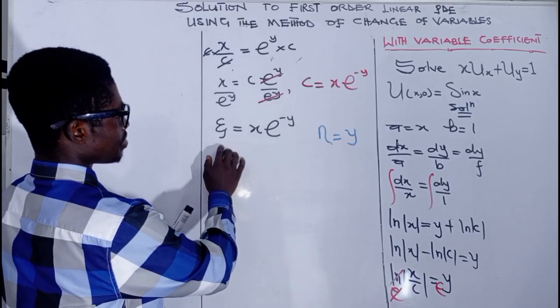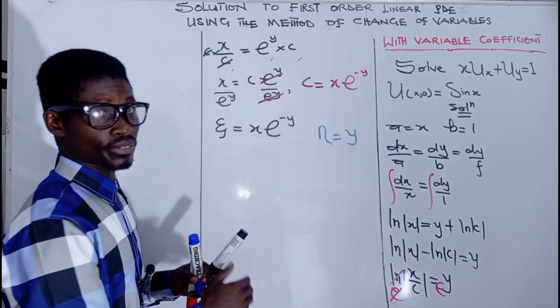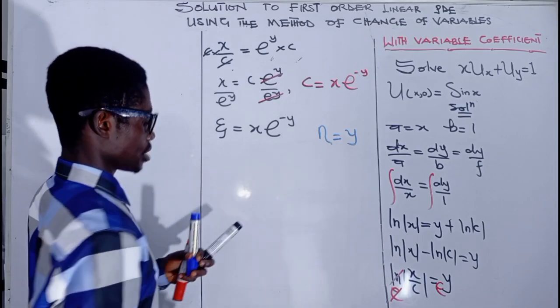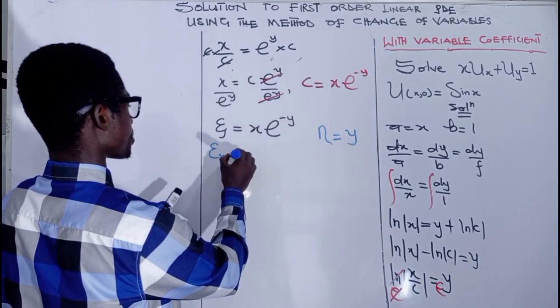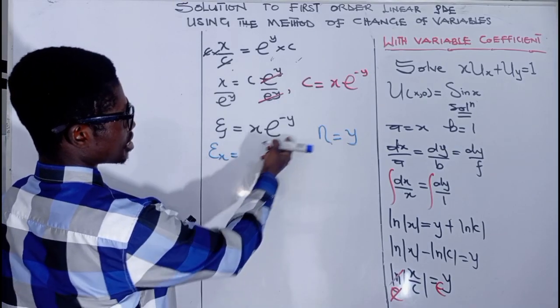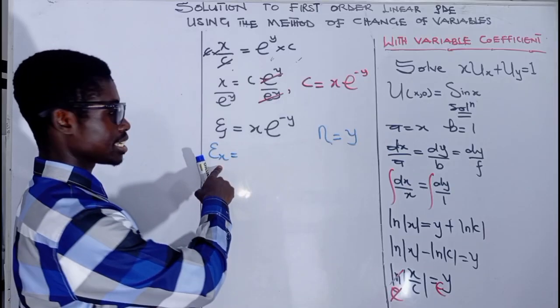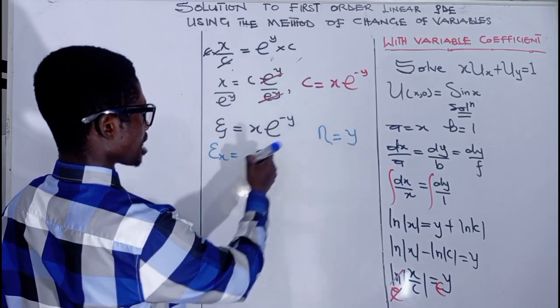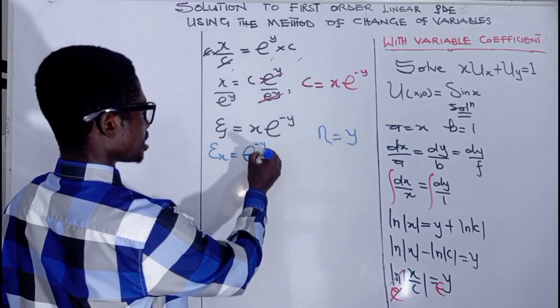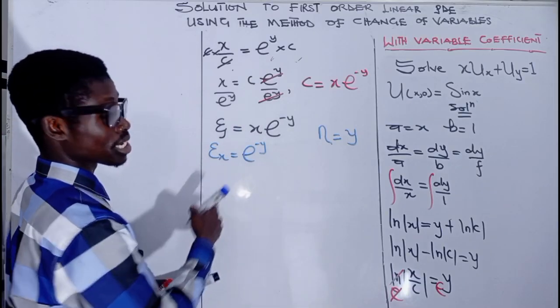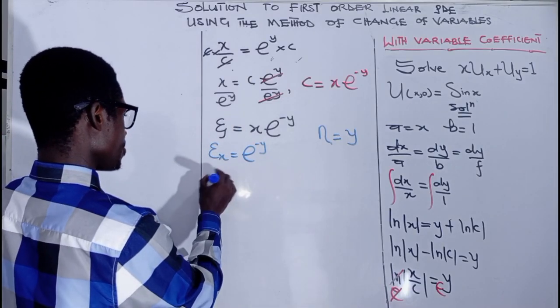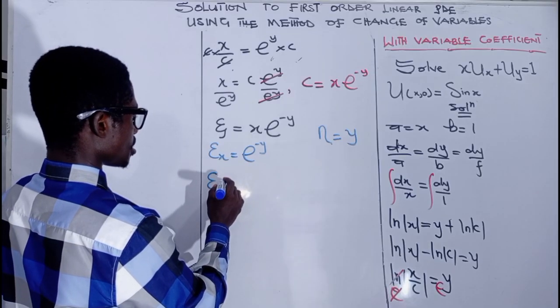Once we have this, we take the partial derivative of xi with respect to x and then with respect to y. The same thing applies to eta. So we have xi x. We are differentiating this whole function with respect to x, so any function of y becomes a constant. So we have this, then we differentiate x with respect to x, that gives us 1. 1 times this will give us the same. Then we differentiate it with respect to y.